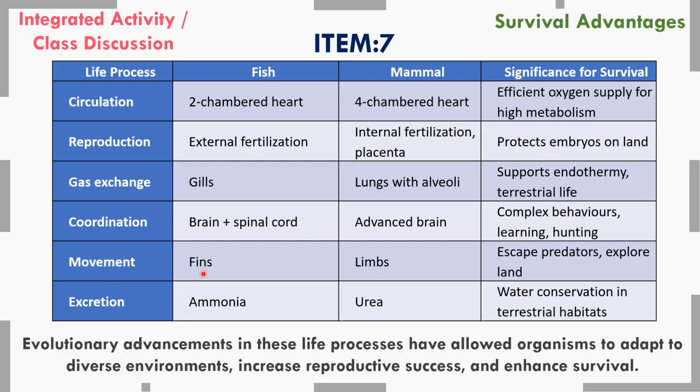Movement. The fish has fins, mammals have limbs. This helps to escape predators and explore land. Excretion. Fish excrete ammonia, mammals excrete urea. This is good for water conservation in terrestrial habitats. Evolutionary advancement in these life processes has allowed organisms to adapt to diverse environments, increase reproductive success, and enhance survival.